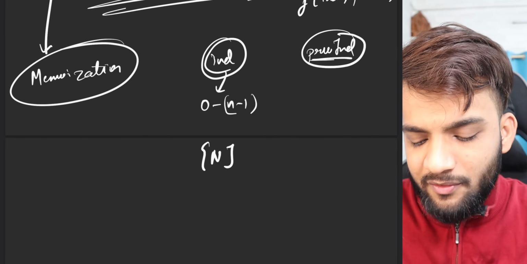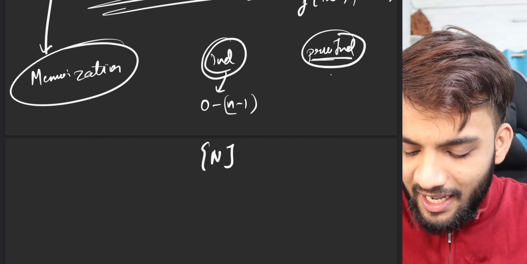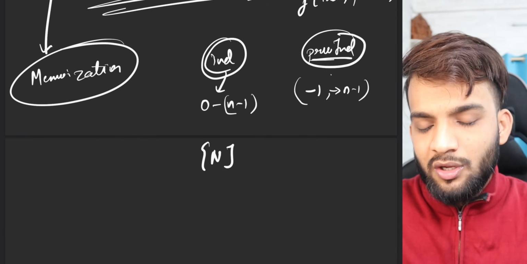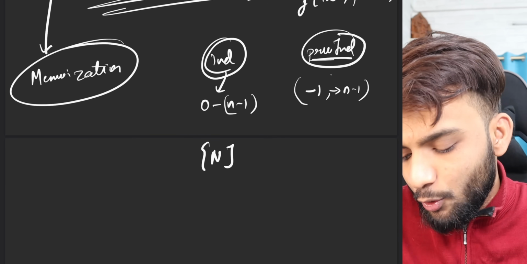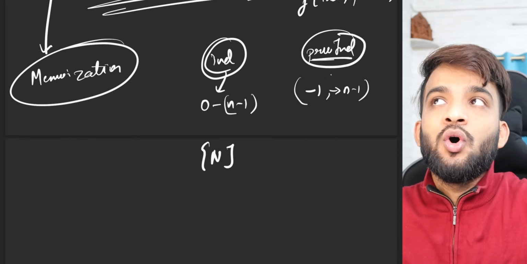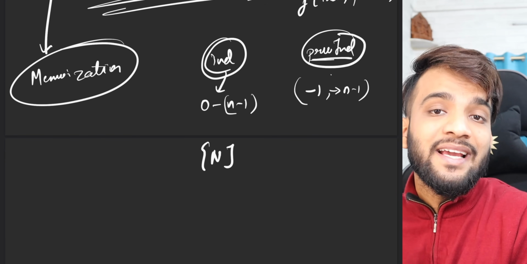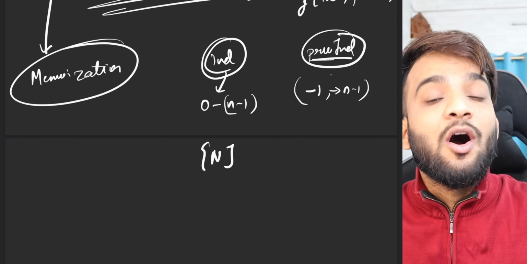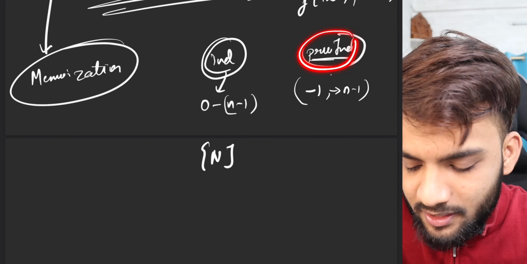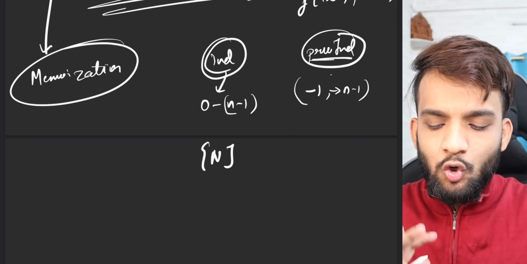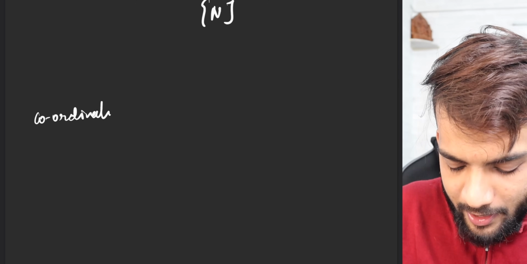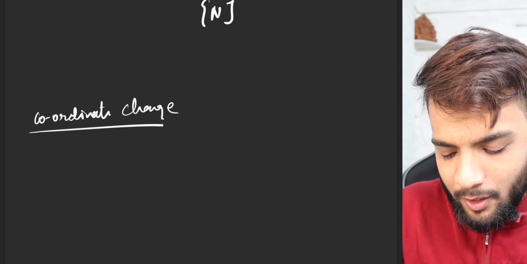But there is a problem with previous index. This starts from minus 1 and goes till n minus 1. So, if you're using a 2D array, how do you store minus 1? Because you cannot. Because in arrays it starts from 0-based indexing, so you definitely cannot. So, how can you store this? What you do is you say, okay, I cannot store previous index, but can I do a coordinate change? Can I do a coordinate change in memoization? Now I'll be like, what do you mean by coordinate change?